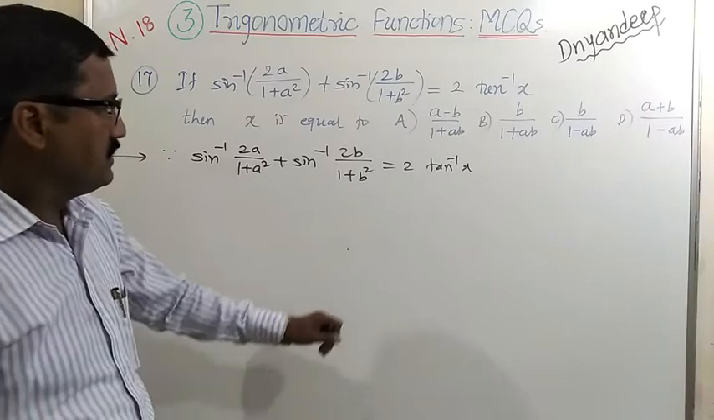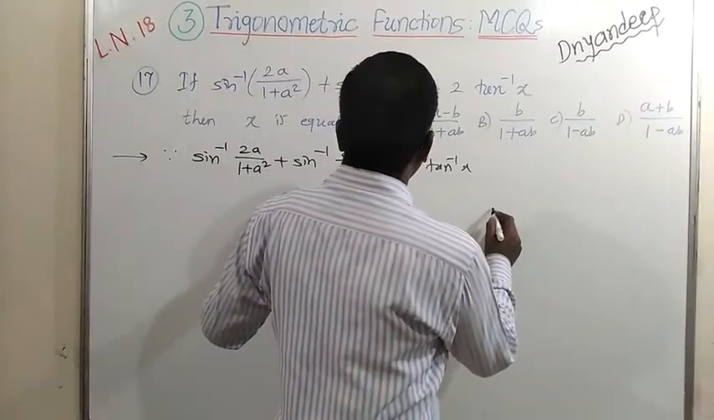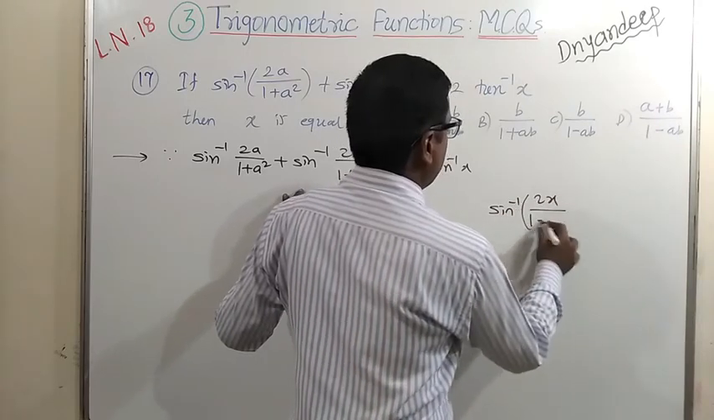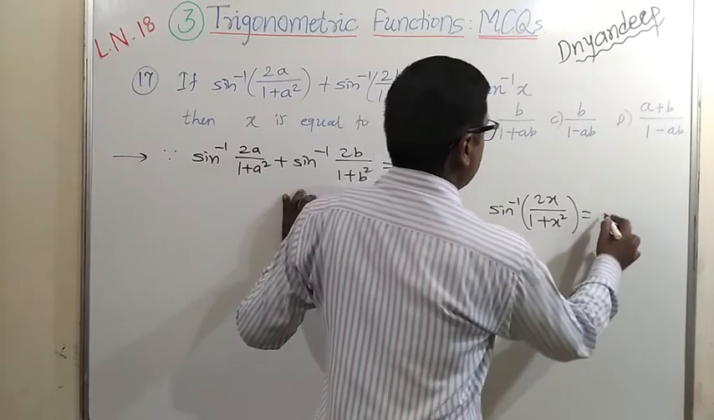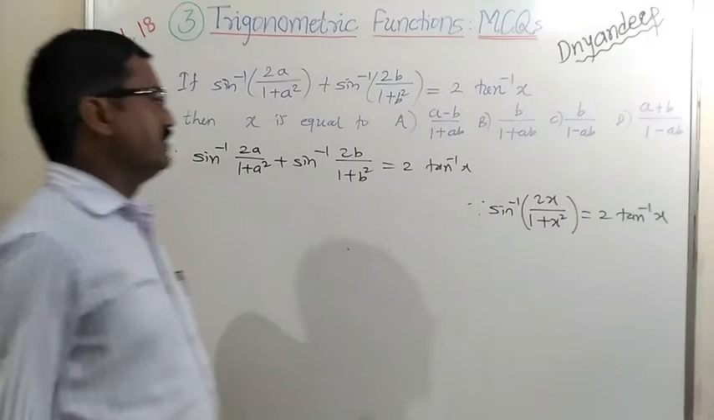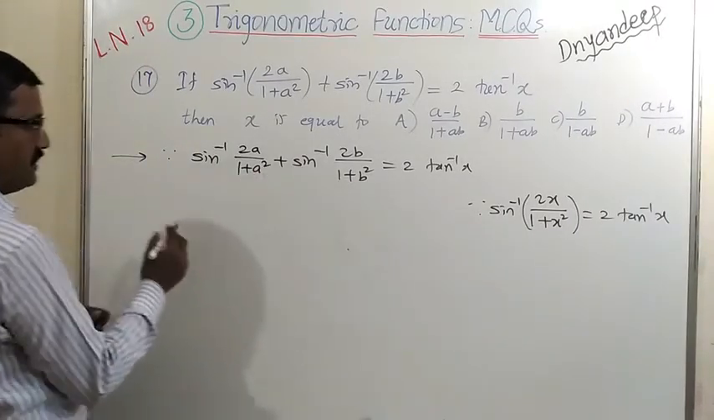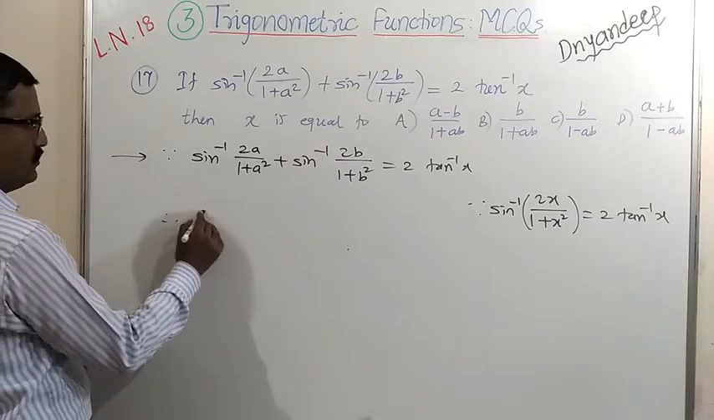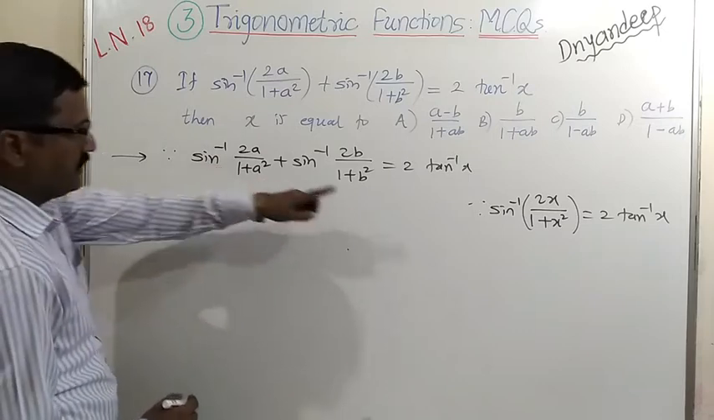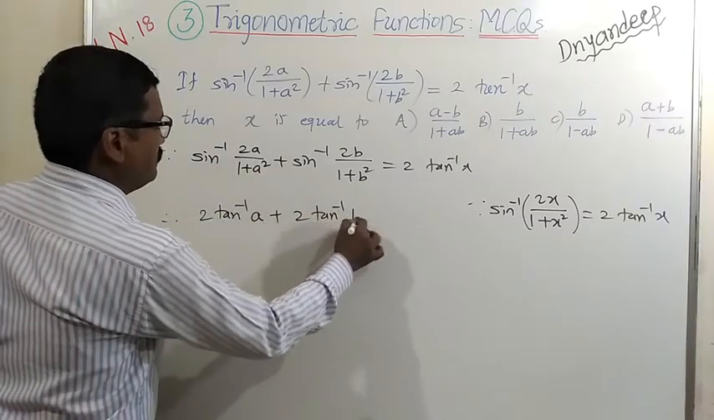We know the formula, that is the relation between inverse tangent and inverse sine function. That will be sin inverse of 2x upon 1 plus x square, it is equal to 2 tan inverse of x. This is the formula. So let us use that formula here. Here instead of x, a and b are given. So we get here this is equal to 2 tan inverse of a. Instead of x, here is a, and here is b. So we get 2 tan inverse of b.